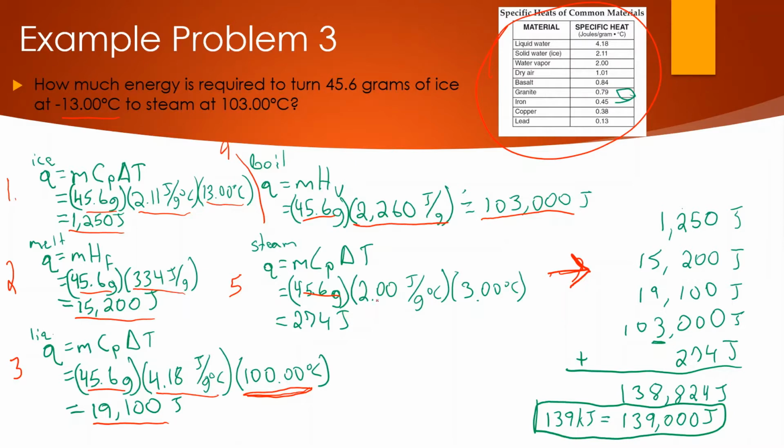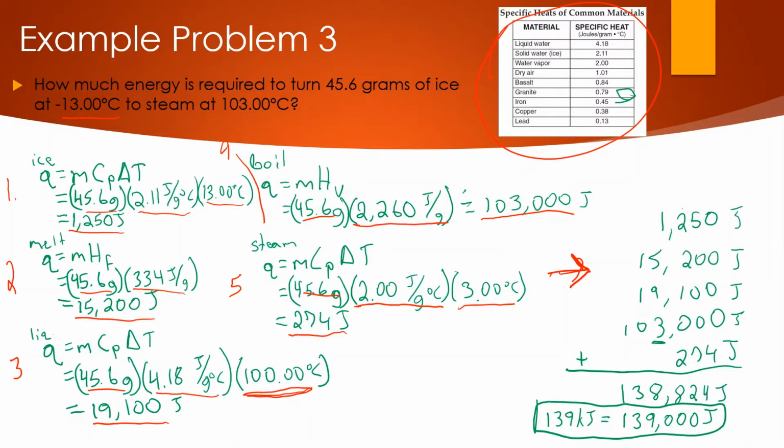So again, the mass doesn't change. We need the specific heat of water vapor, which is 2 from the table above. And the change in temperature, 100 to 103. Again, I'm using absolute values, 3 degrees Celsius. So the product of that is 274. So then if we take all 5 of those values and add them together, we're going to get in our calculator 138,824. I encourage you to pause your computer and make sure you're getting that.